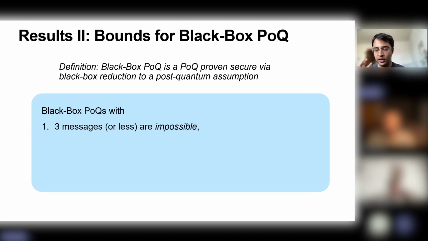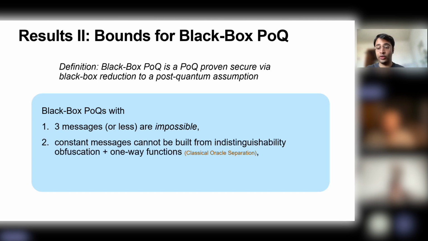Therefore, we get the following results for these kinds of proofs of quantumness. So first of all, for 3 messages, we show that this is straight up impossible. You cannot have 3 messages. You need at least 4 messages, which means in particular that existing constructions are tight. The Mahadev protocol uses 4 messages. And any interactive form of proof of quantumness needs at least 4 messages if you're doing it via black box reduction to cryptography.